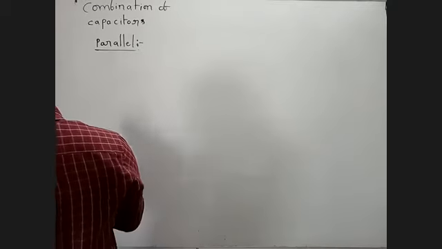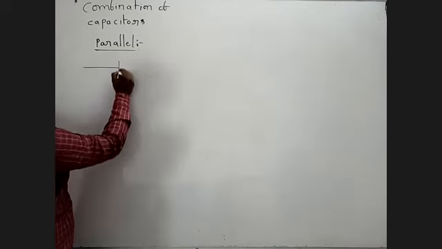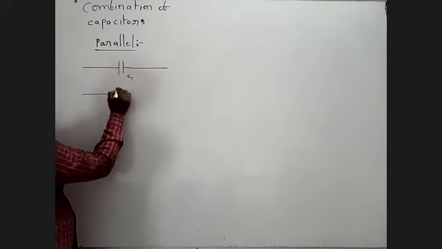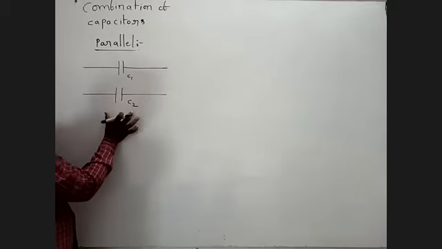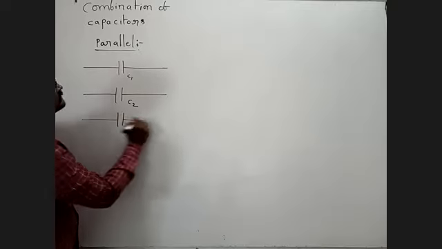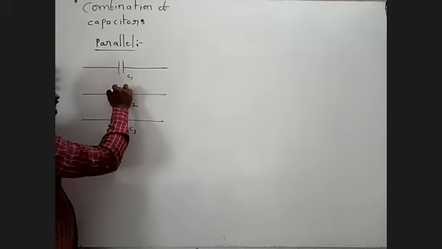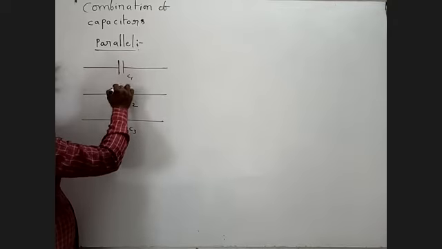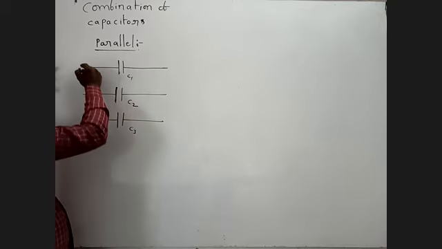Next, three capacitors are connected. This is the first capacitor, C1. This is the C2 capacitor, and this is the C3 capacitor. This is the first plate of the C1 capacitor, the first plate of the C2 capacitor, and the first plate of the C3 capacitor.